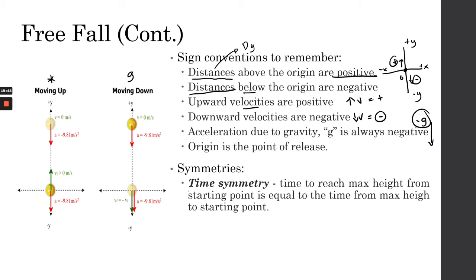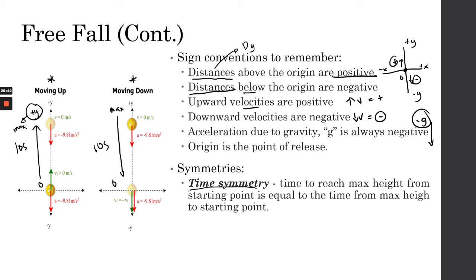What time symmetry is basically talking about is that if I release the ball and it moves up, and it took that ball, let's say, 10 seconds to reach the maximum height, the time it will take for that same ball at the same location, that's very important, along the same y-axis, from max going down to the origin where I released the ball, would still take 10 seconds. Okay, so that is time symmetry.